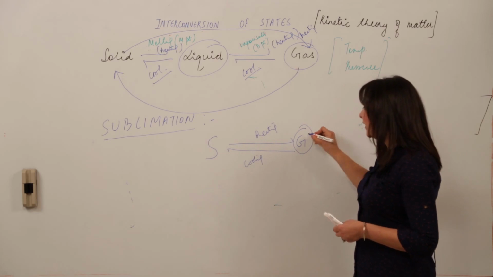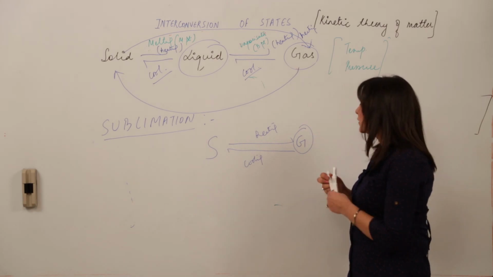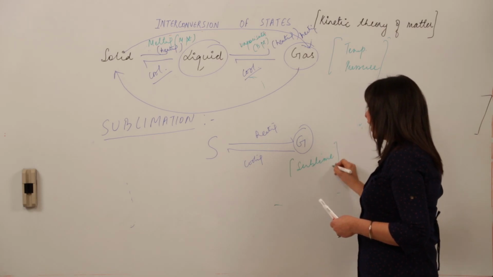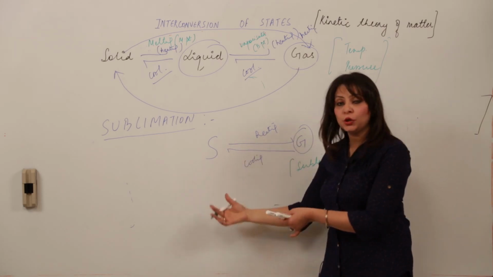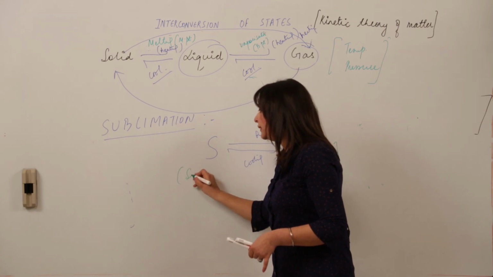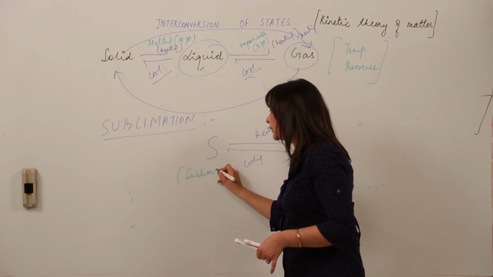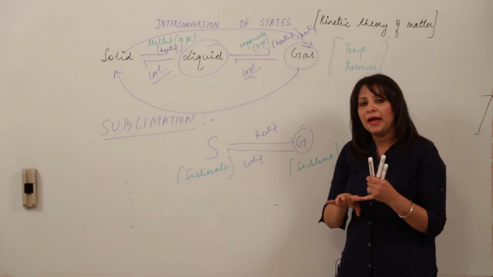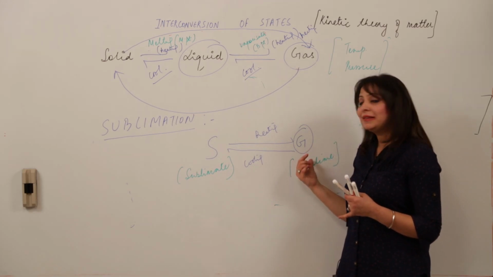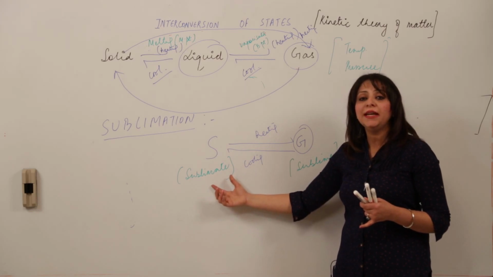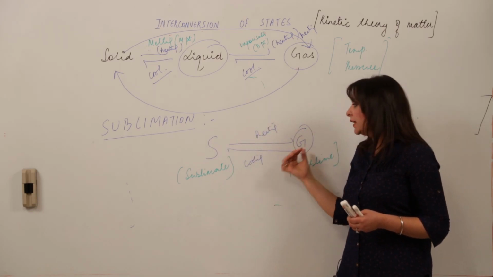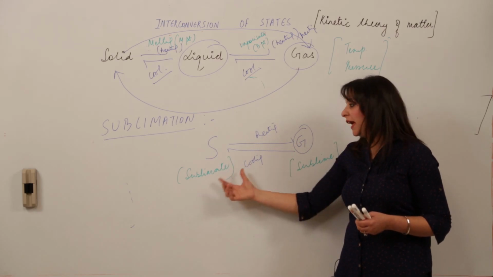See, the gaseous state which is formed is called the sublime, and when on cooling it again forms the solid state, that solid state is given the name sublimate. So sublimation consists of sublime and sublimate. Sublime is the gaseous state, sublimate is the solid state. So solid to gas by heating, gas to solid by cooling: sublime and sublimate.